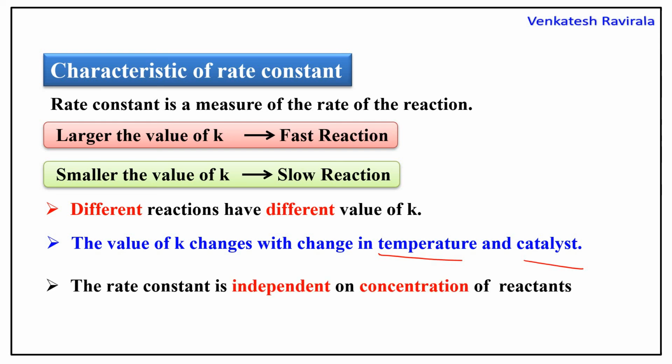But the important thing is that the rate constant is independent of concentration. For example, the rate expression we write is rate equal to K into concentration of A. Now if we change the concentration of A, the rate also changes, however much you change it. In that case, K will be what? Always constant. So the rate constant is always independent of concentration, but definitely depends upon temperature and catalyst, isn't it?